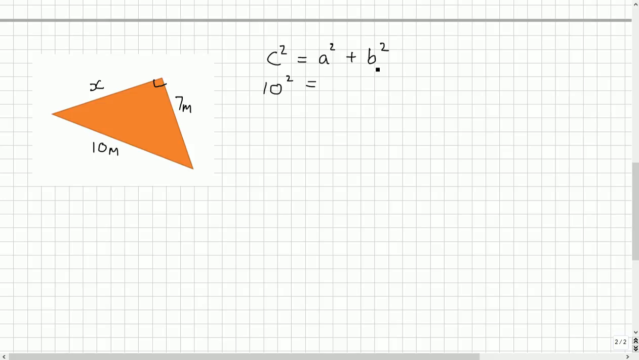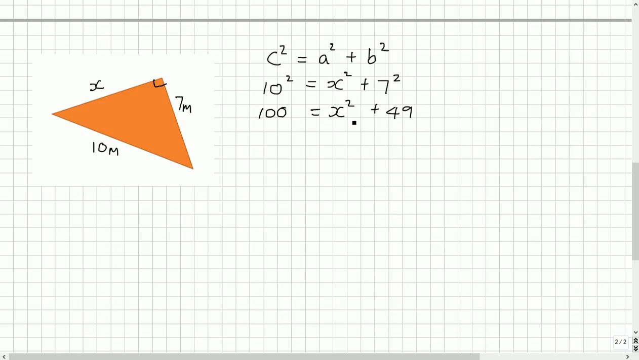And it doesn't really matter which way around you get A and B, as long as you've made sure that you get the hypotenuse right. So a squared could be x squared, and b squared could be 7 squared. That's absolutely fine. Following the laws of mathematics and working out the indices first, 100 equals x squared plus 7 squared, which is 49.